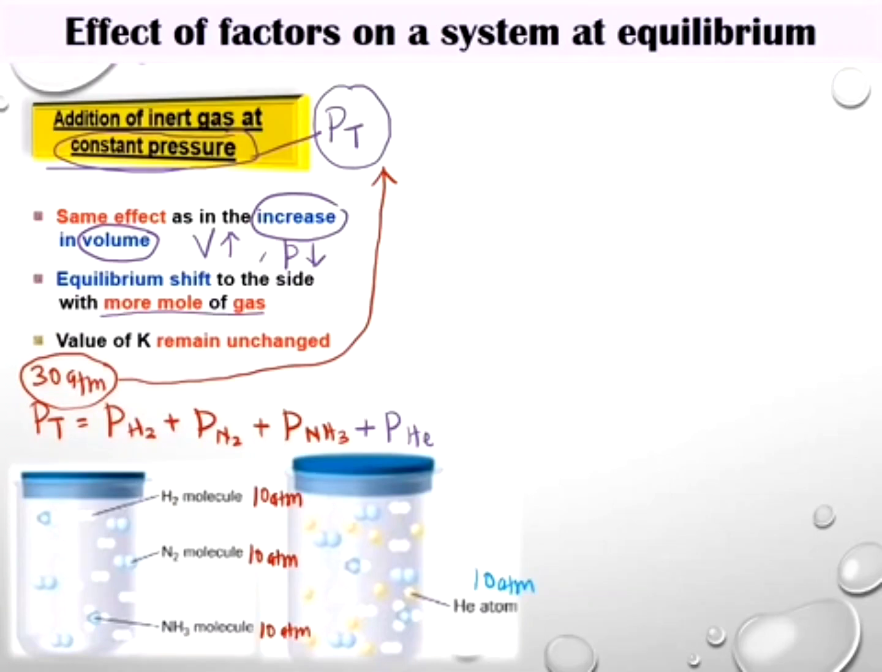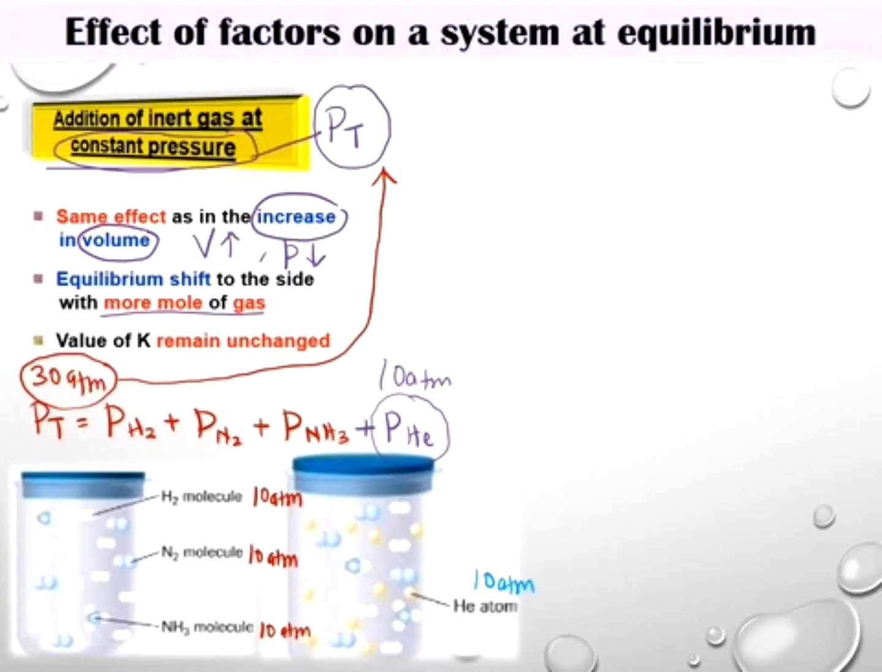Alright, so this is the addition of inert gas. So kita tambah 10 atm kelas. So kalau kita tambah 10 atm, total pressure sepatutnya berubah jadi 40. Betul tak? Tetapi kita tak nak ubah total pressure, sebab ingat dia punya disturbance adalah addition of inert gas at constant pressure, di mana total pressure must remain unchanged. See? So macam mana nak jadi kekal 30 atm?